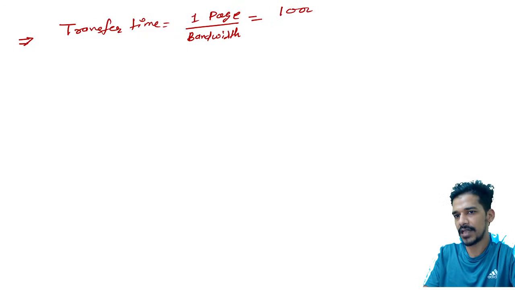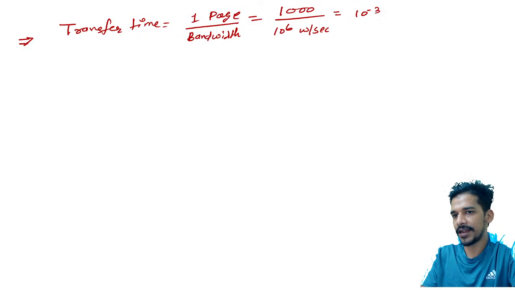So page size is 1000 words and the bandwidth is 1 million, that is 10 to the power 6 words per second. Okay, words per second. So this will become 10 to the power minus 3 seconds, right? I can convert this into microseconds by multiplying by 10 to the power 6. This will become 1000 microseconds, right?